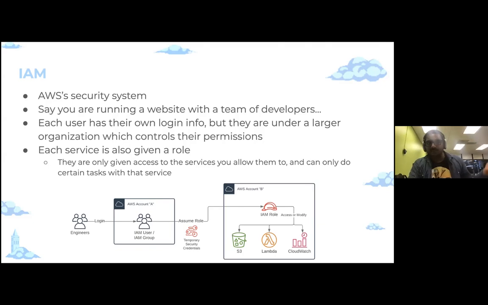Whereas engineers maybe need more full access to some of the more technical aspects of the AWS platform, but maybe they don't need access to some of the accounting information or any of the billing information for the company. So that's how we can delegate some permissions in groups of users as a website with these teams.